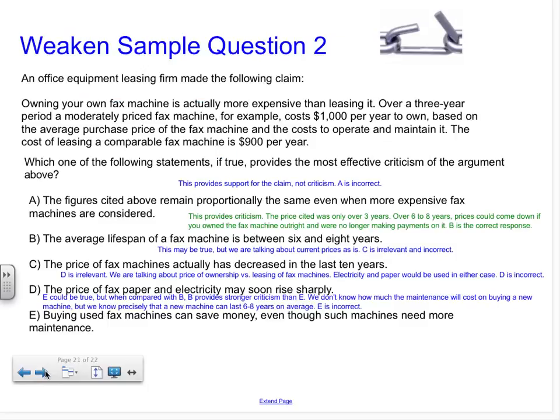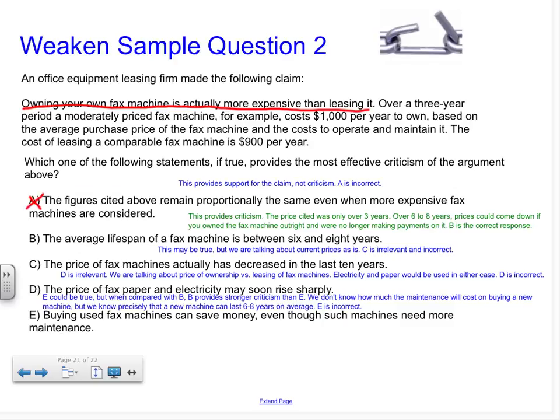So the question was, which one of the following statements, if true, provides the most effective criticism of the argument above? So let's take a look at A together. The figures cited above remain proportionally the same even when more expensive fax machines are considered. This would provide support for the claim that owning your fax machine is actually more expensive than leasing it. Remember, this is our main claim up here. So this is what we're cluing into when we're answering the question. So A is incorrect.